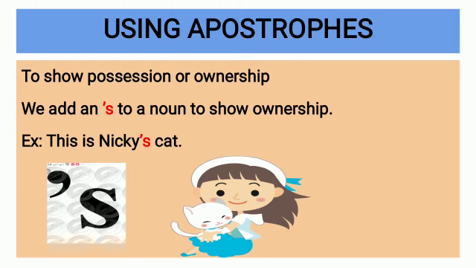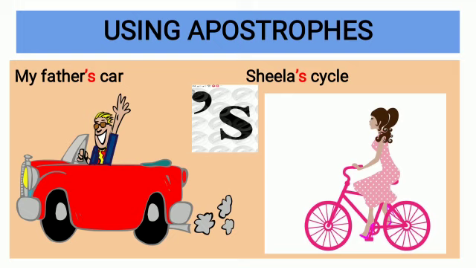This is Nikki's cat. My father's car. The car belongs to father. It shows the ownership. So, next to the noun father, we add an apostrophe with s. Sheila's cycle. The cycle belongs to Sheila. It shows the ownership. So, we add an apostrophe with s next to the proper noun Sheila.